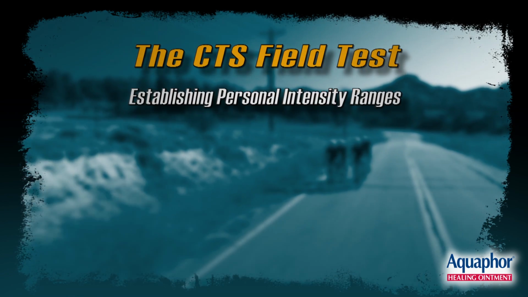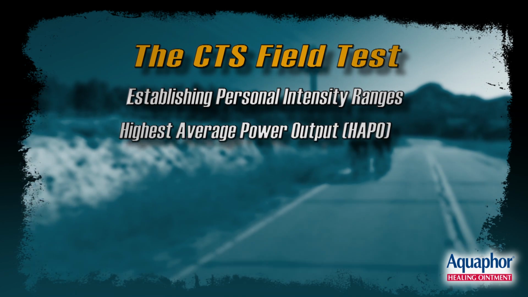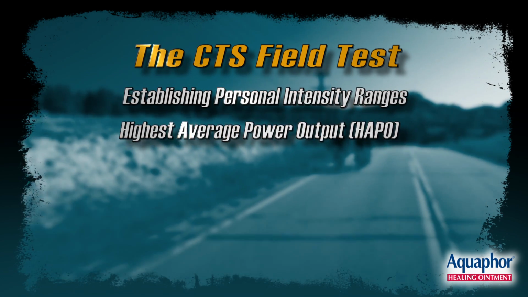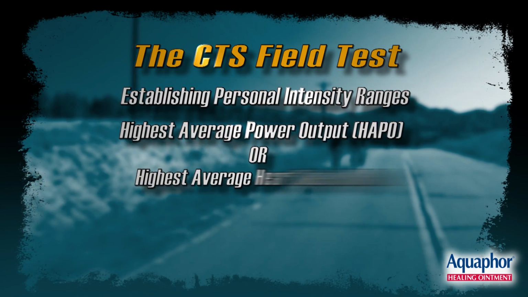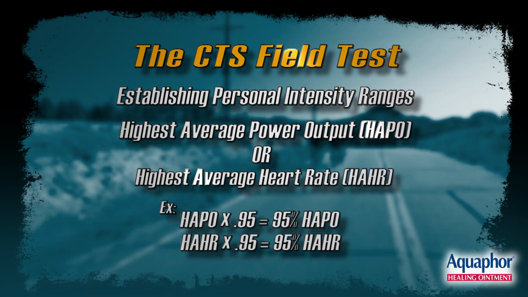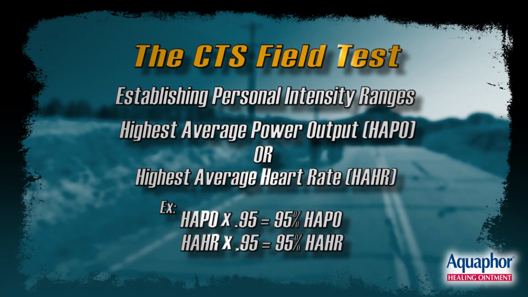To establish your personal training intensity ranges, take the higher of your two average power outputs from the CTS field test, or the higher of your two average heart rates, and enter them into equations you will see on the screen.